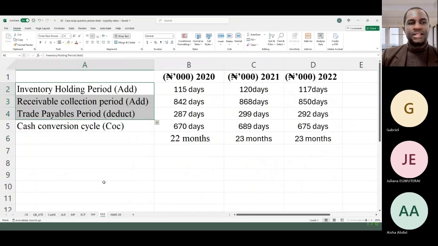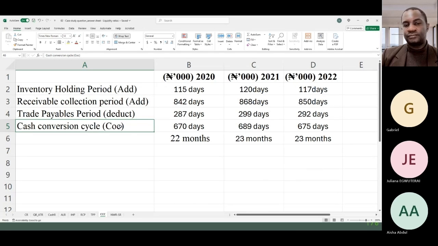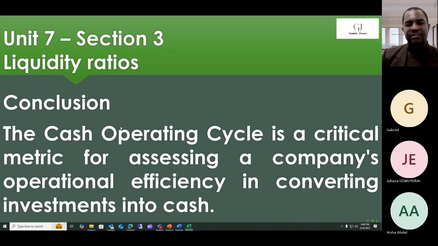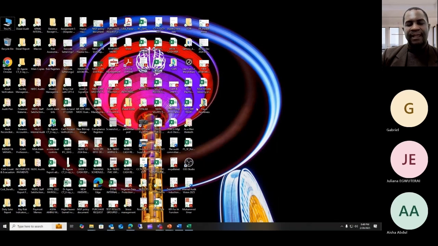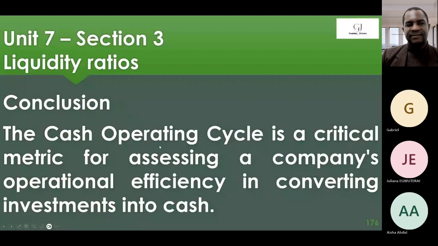So in answering your question, Aisha, your inventory holding period, you add it, your receivables collection period, you add it, and you deduct your trade payables period to have the cash conversion cycle. Typically, like we opined with Julie, you're supposed to have 30 days. So 30 days is the standard to maintain, to operate this cycle effectively. I hope that answers your question.